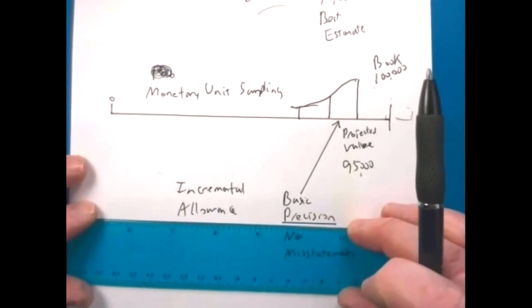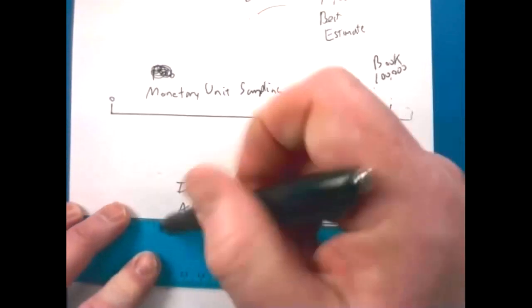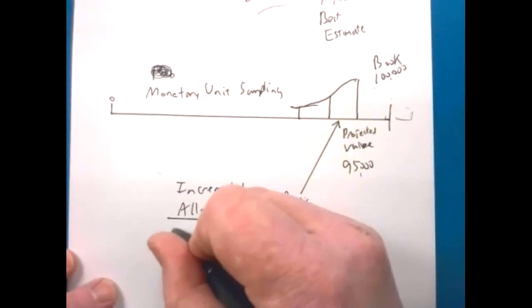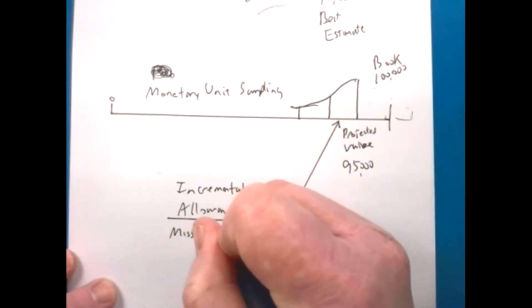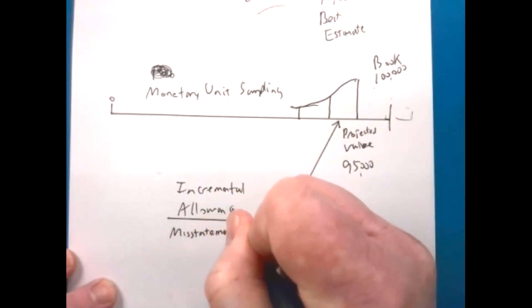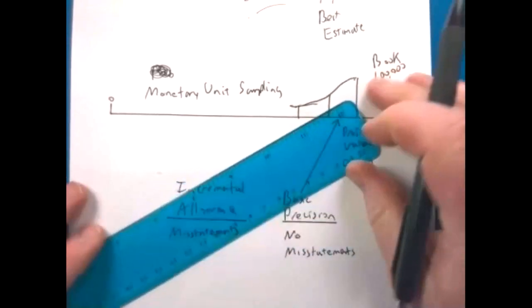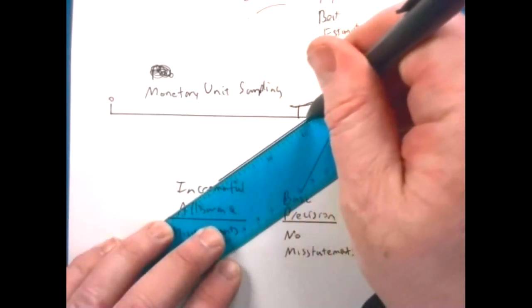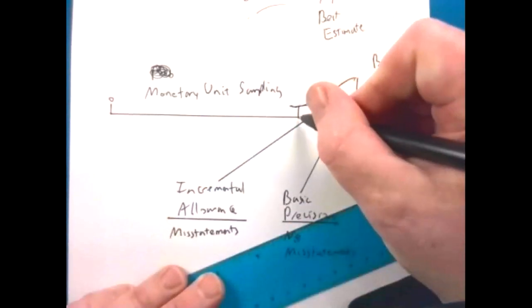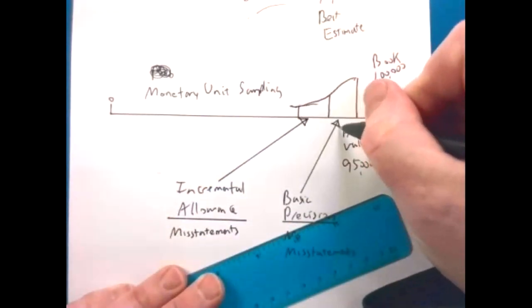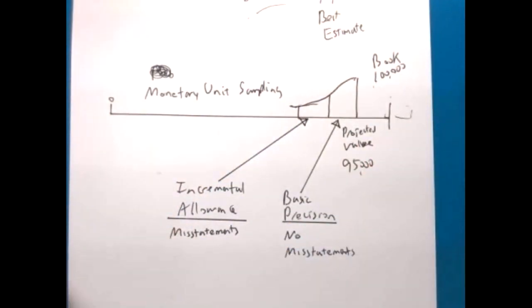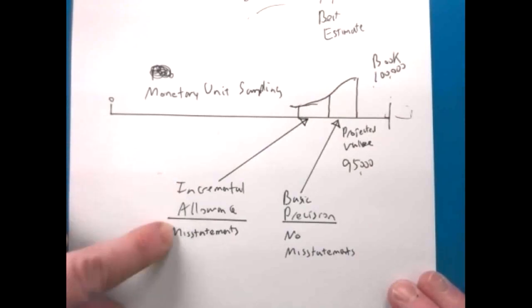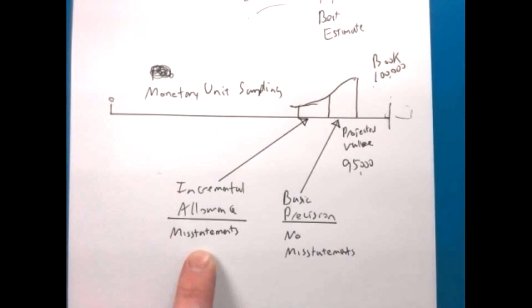And the incremental allowance only comes about if there are misstatements. It says, look, if you find misstatements, then that indicates that there might be more misstatements, and there could be additional ones still to be found. So it's incremental allowances for when there are misstatements.